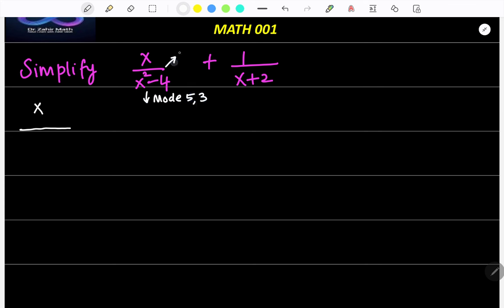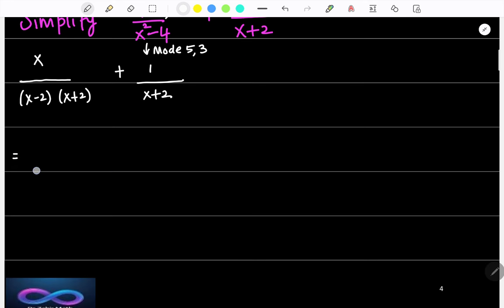So give the input here 1 and then 0, then minus 4 because there is no x term. If you give like this, you will get x1 equal to 2 and x2 equal to minus 2. Are you getting? Yes. So we can write this as x minus 2 and this is x plus 2, plus 1 divided by x plus 2. Right. So this equals, I'm taking LCM.